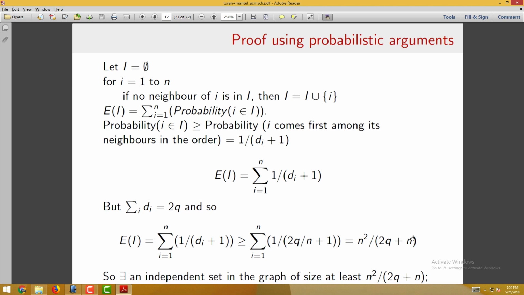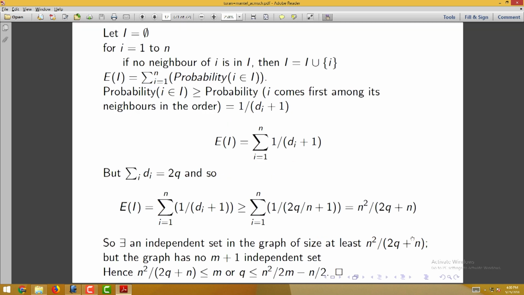Is it clear? If the average mark in the class is at least 75, there must be somebody with a score at least 75. If everybody is less than 75, how can the average be greater than or equal to 75, right? This is exactly saying that. Suppose the average size of the independent set produced by the algorithm is at least this much. There must be some independent set in the graph whose size is at least this much, okay? But we know that the graph has no large independent set, right?